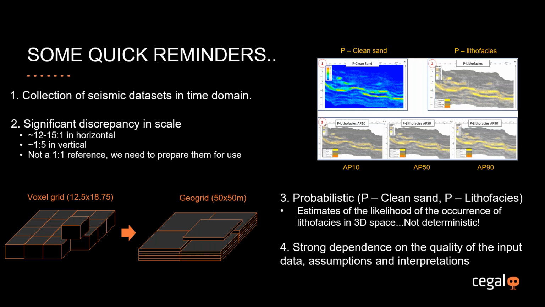Secondly, there's a significant discrepancy in scale. The typical survey has voxel geometries on the order of 12 to 15 times smaller than the horizontal grid cells, while the vertical is kind of the inverse. We tend to have much thicker voxels than we do geocells, usually at a ratio of about 1 to 5. So there's going to be a need for some sort of workaround or resampling to accommodate for the scaling problem.